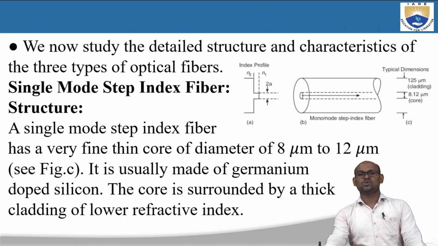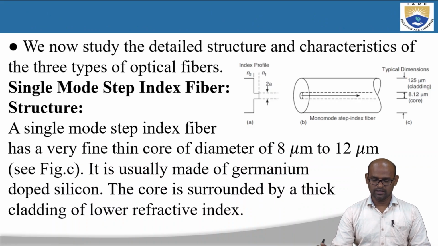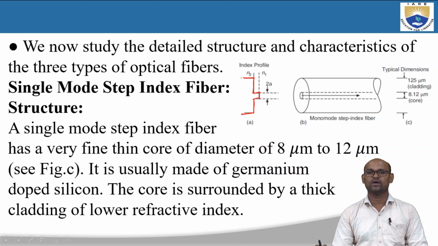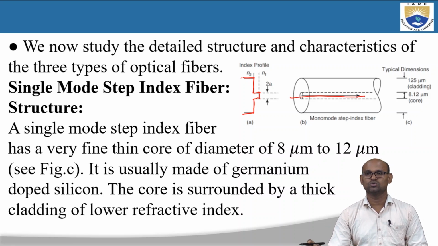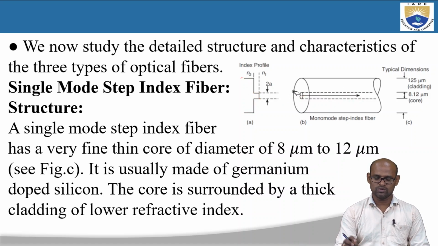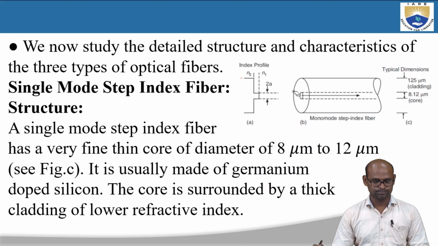So single mode step index fiber, here I am taking single mode step index fiber. The refractive index profile is like it has a step-like profile. So if you look at the refractive index, it has a step-like profile. That is why we are calling this fiber a step index fiber, and it can support only one mode. That is why it is called single mode step index fiber. And how does the light propagate through this single mode step index fiber?